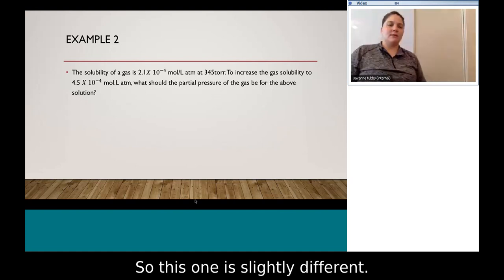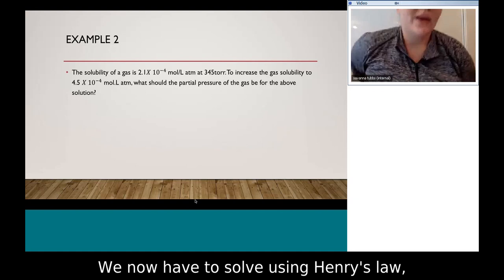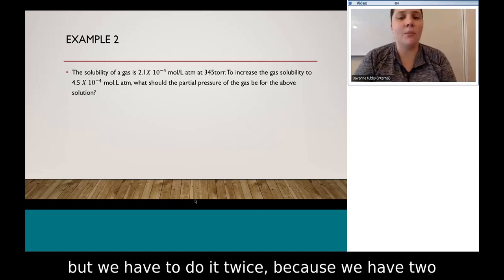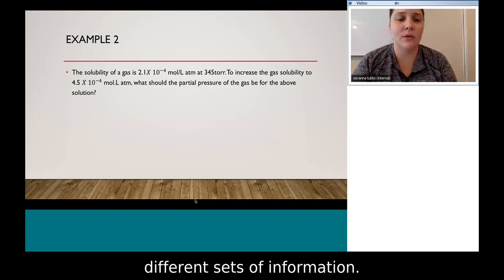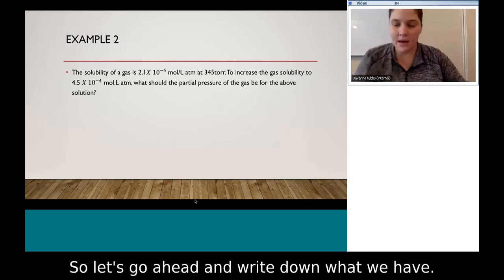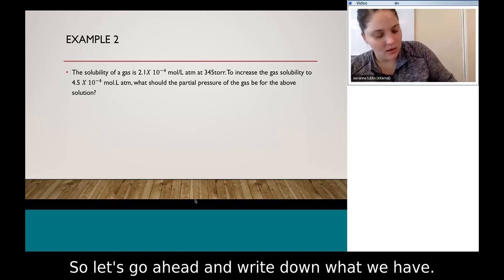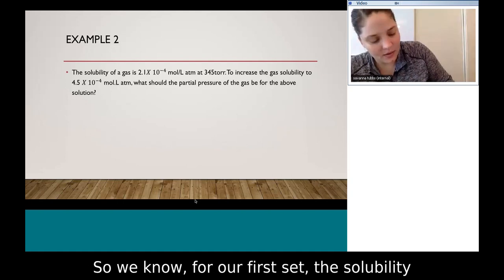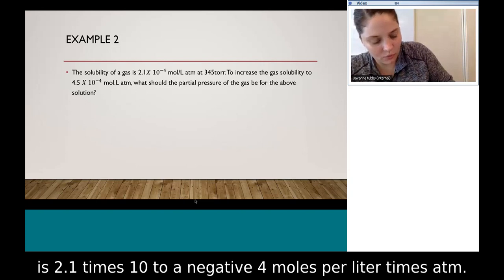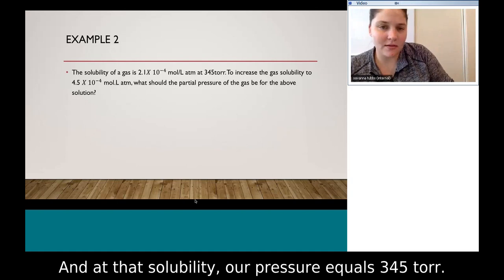So this one is slightly different. We now have to solve using Henry's law, but we have to do it twice because we have two different sets of information. So let's go ahead and write down what we have. For our first set, the solubility is 2.1 times 10 to the negative 4 moles per liter times atm. And at that solubility, our pressure equals 345 torr.